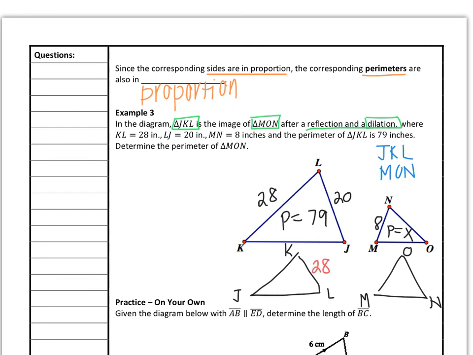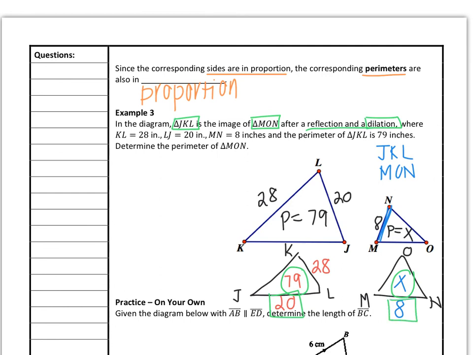JL was 20. And then my number in the middle was 79. If I do the same with the triangle on the right, I only knew MN, this side right here. So that's down here. So that's going to get my 8. And then X was in the middle. So now, based on my pictures, I can quickly tell that the 79 is going to go with the X. And likewise, let me get my pen back, the 20 is going to go with the 8.